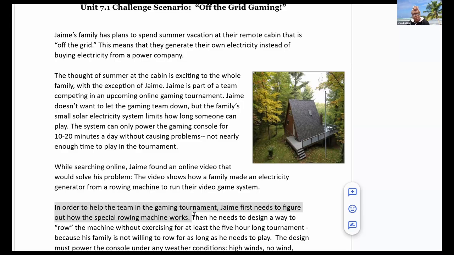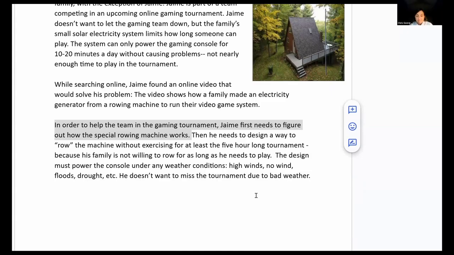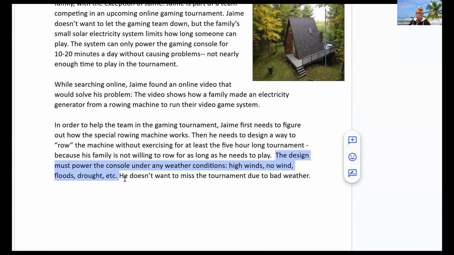I saw that the rowing machine needs to work through any type of weather. Mm-hmm. So at first, while reading this, I figured he would have it inside to power the video game system, but this kind of makes me infer that the rowing machine is going to be outside. Okay. So you have a question about that: if it's going to be inside, what does the weather matter? Right. There must be something about the location of the rowing machine that makes it matter.